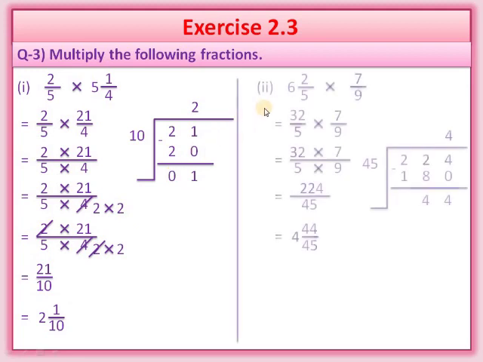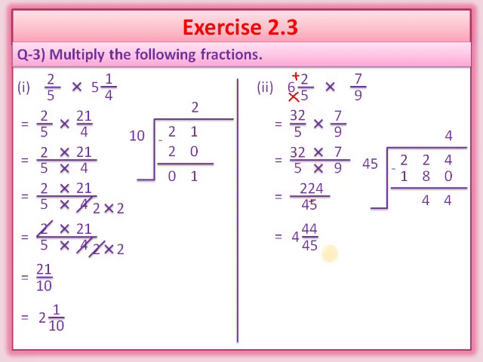Second question. Okay, 6 integer 2 upon 5 multiplied by 7 upon 9. Okay, so 6 multiplied by 5, 6 fives are 30 plus 2, so 32 upon 5 multiplied by 7 upon 9. Okay, we will multiply all the numerators and all the denominators. So 32 multiplied by 7 upon 5 multiplied by 9.